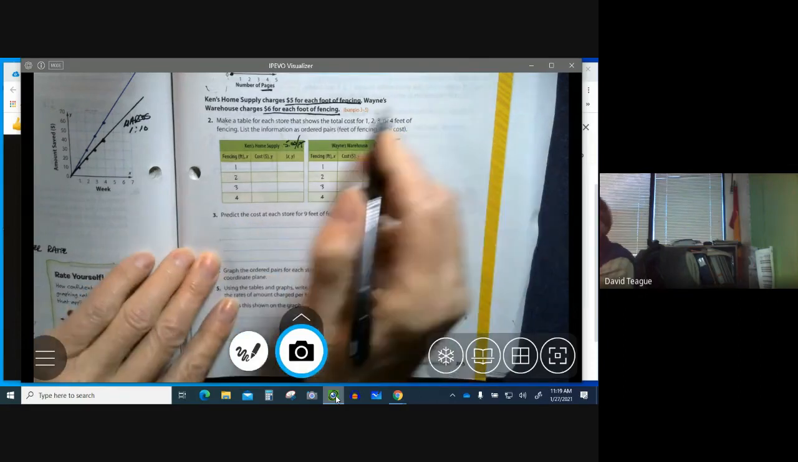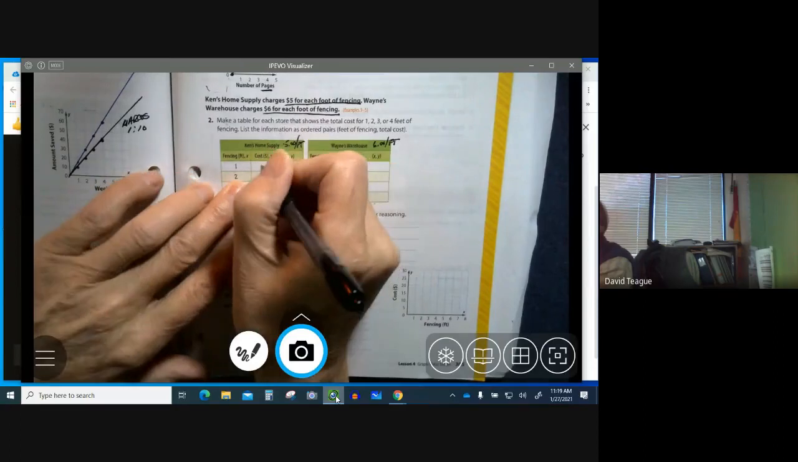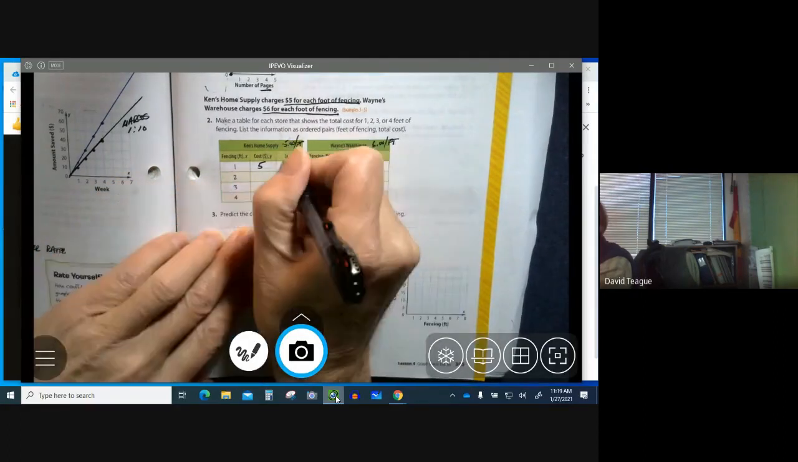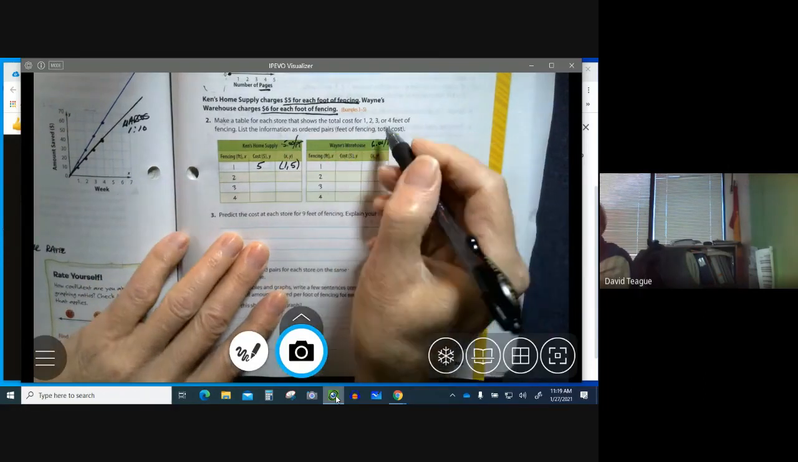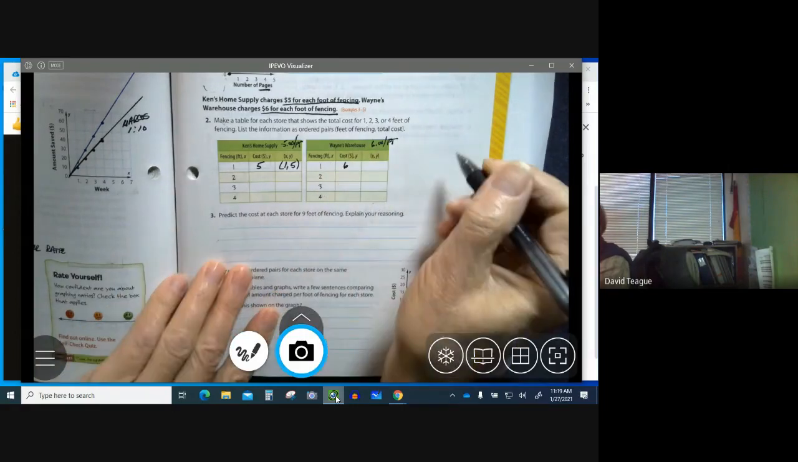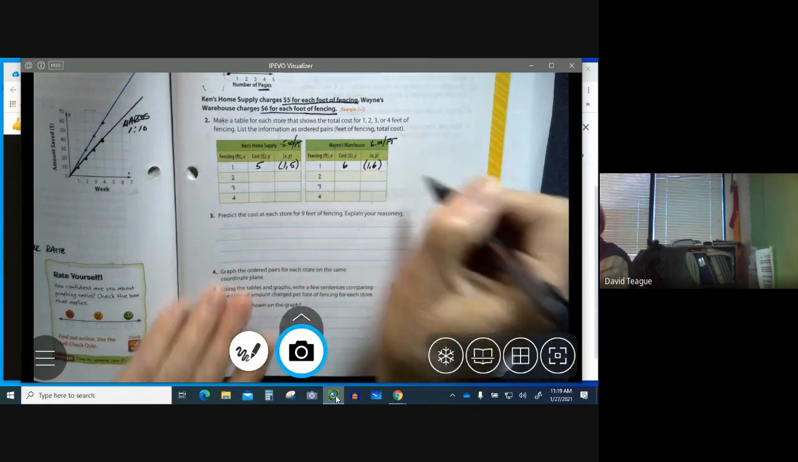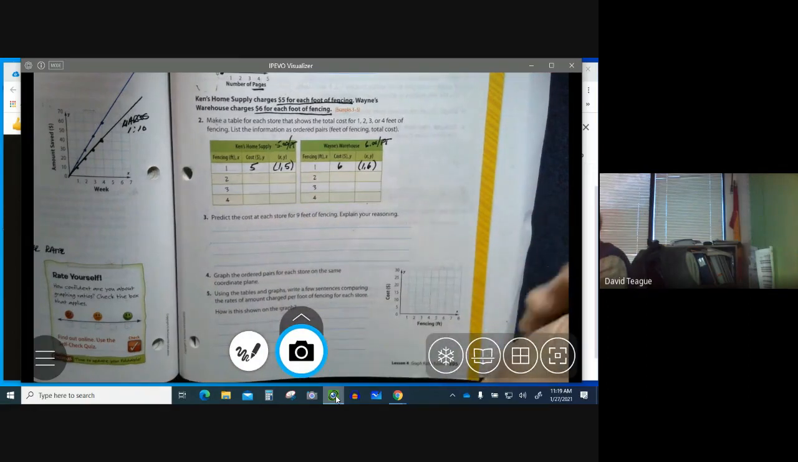Okay, so my first one's going to be, right, my cost for 1 foot is $5, so I'm going to put 5 there, and my ordered pair is going to be 1, 5. So Wayne's Warehouse, right, is $6 per foot, so I'm going to put a 6 there, and my ordered pair is 1, 6. So I want you to complete the rest of the ratio tables, okay? And then I will come back and check, okay?